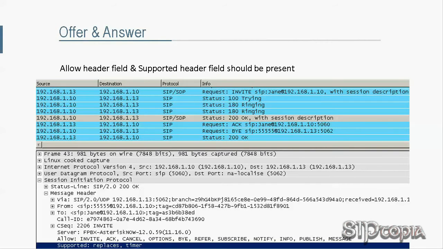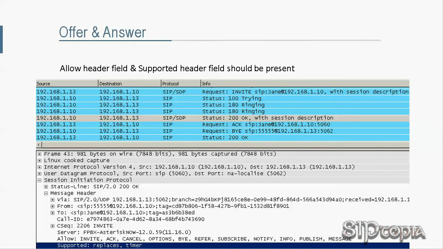If the user agent server sends a 2xx response, we are not done. It's not the party time yet. The user agent server now expects an ACK request from the user agent client. The user agent server will keep retransmitting the 2xx response until a timer is hit.